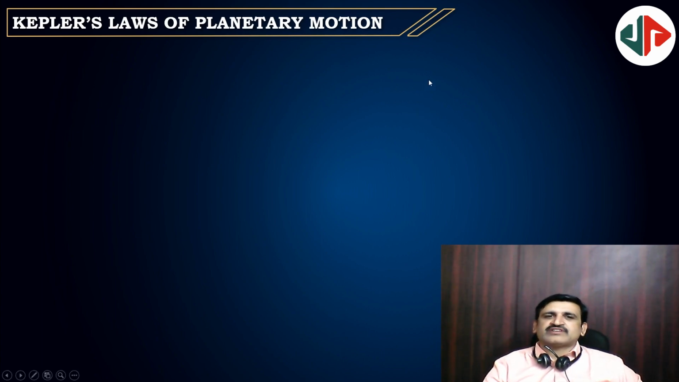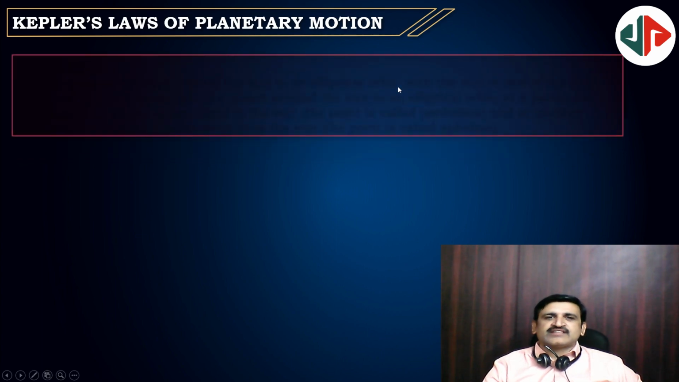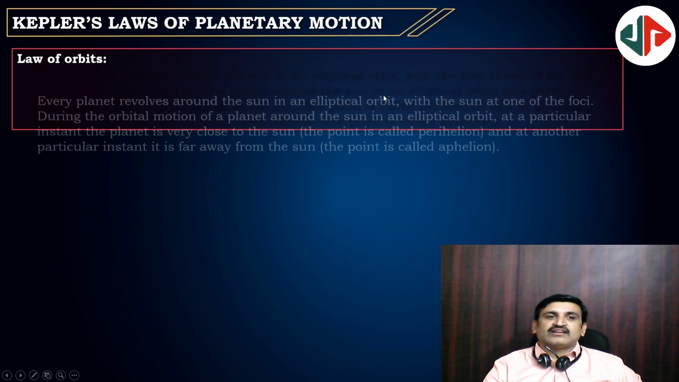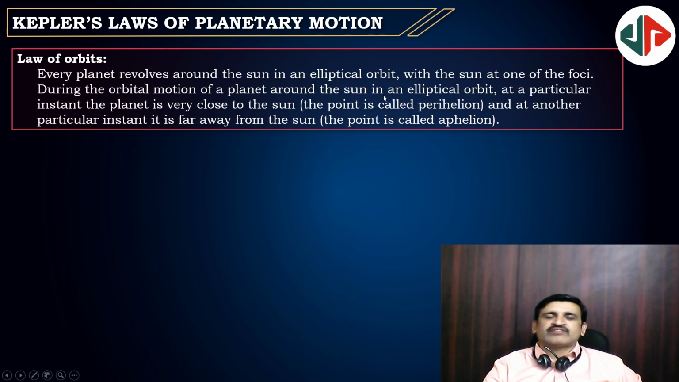The very first one, Kepler's laws. Yes, there are three laws. Law 1, law of orbits. Every planet revolves around the sun in an elliptical orbit, with the sun at one of the foci, right? So that is the law of orbits. Every planet revolves like this, and the point which is very close is called the perihelion point, and the point which is very far is the aphelion point, right?